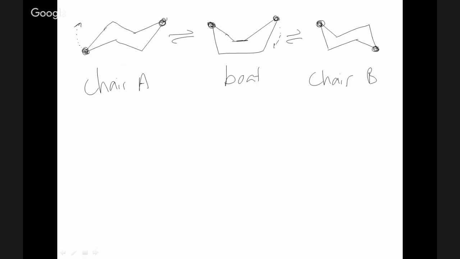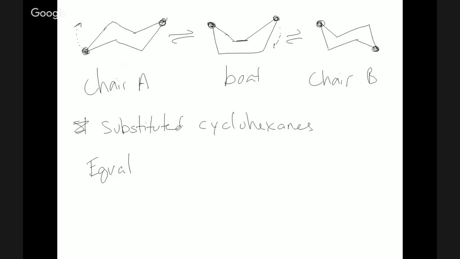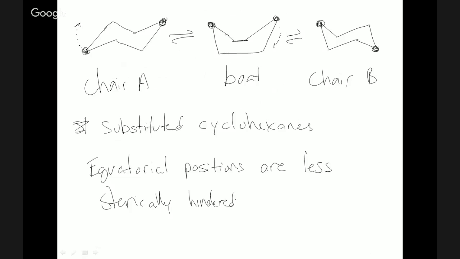What I want you to sort of memorize, and there's a good reason for this, we're going to talk about it a little bit. We're going to talk about substituted cyclohexanes. So we're going to put substituents, methyls and ethyls and things like that, on the ring. And I want you to memorize that equatorial positions are less sterically hindered than axial.